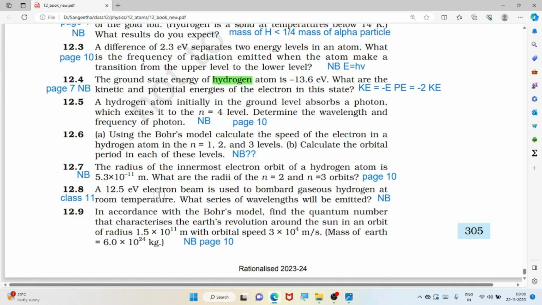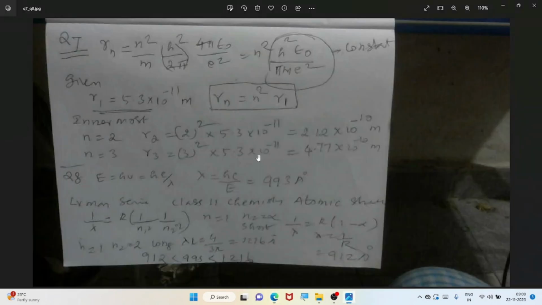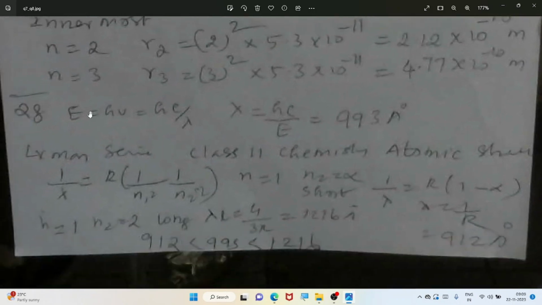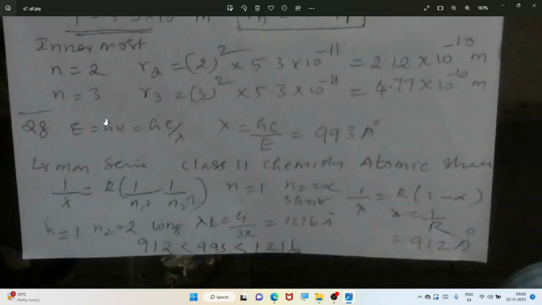A 12.5 electron volt electron beam is used to bombard gaseous hydrogen at room temperature. What is the series of wavelength? Energy equals Planck's constant times frequency, hc by lambda. So if you substitute, you will get this.